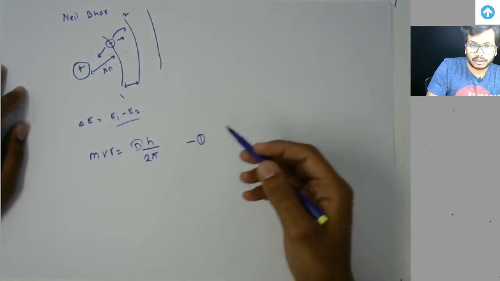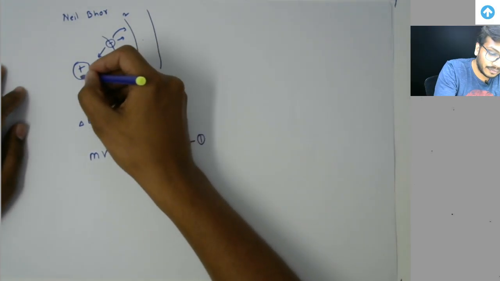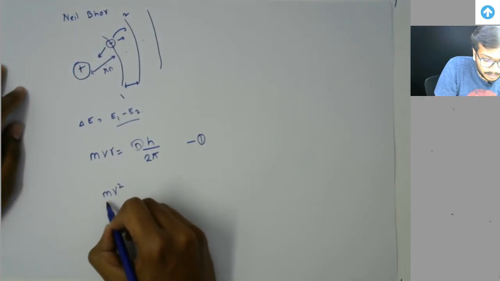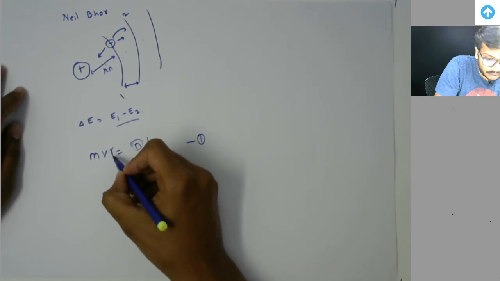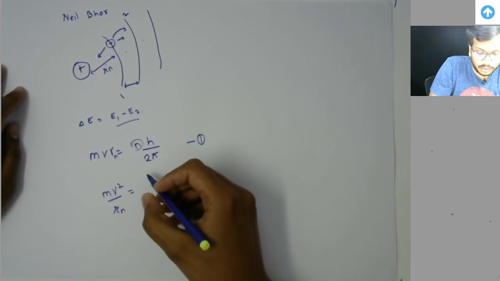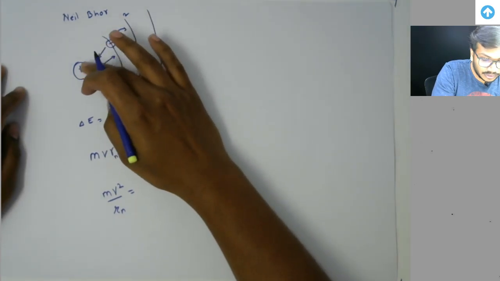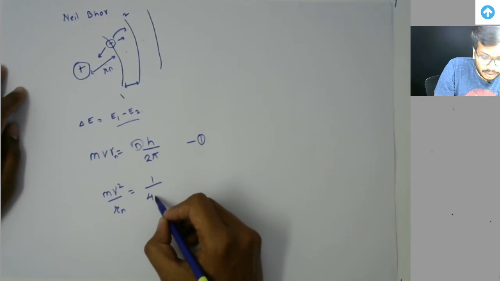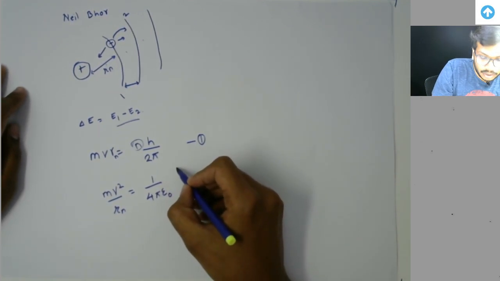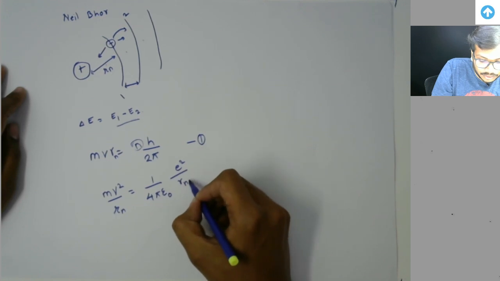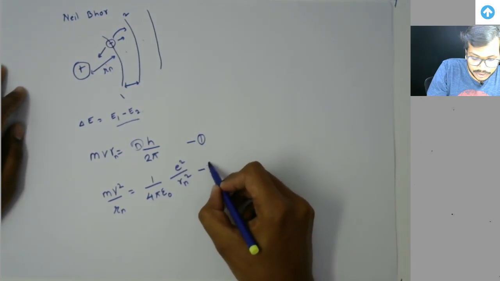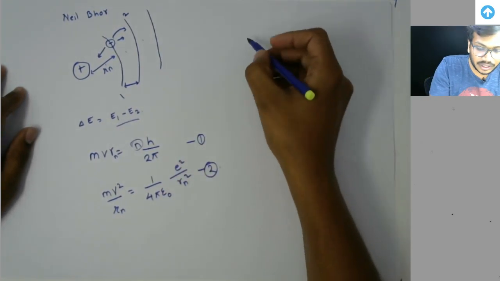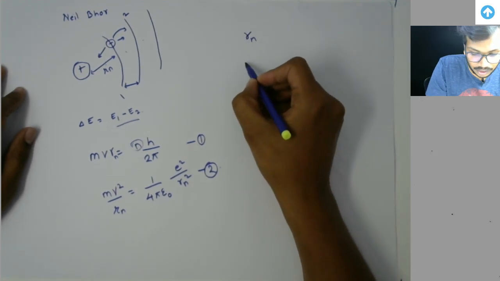So from Newton's second law, we get that the centripetal force that is keeping the electron in motion will be given by mv square by Rn. This is equal to the force of the electric attraction between these two, that is given by 1 by 4 pi epsilon naught e square by Rn square. Let us call this equation 2. So if we solve these equations simultaneously, then we would get the values of Rn and v.